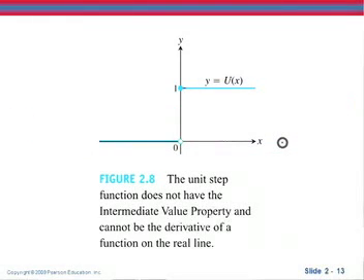Now this is the unit step function we've seen earlier. It does not have the intermediate value property, and it cannot be the derivative of a function on the real line.